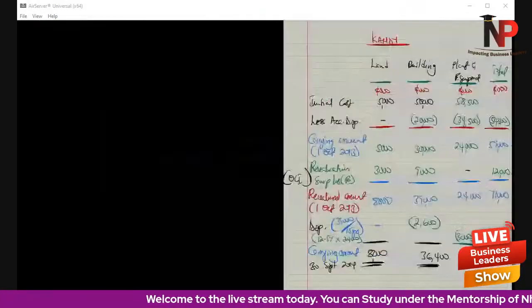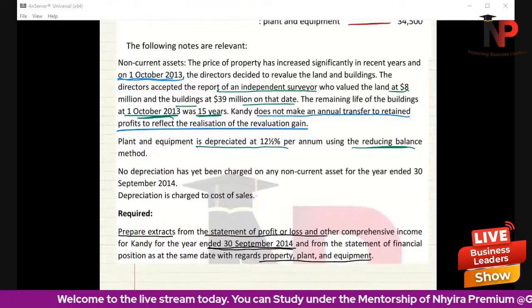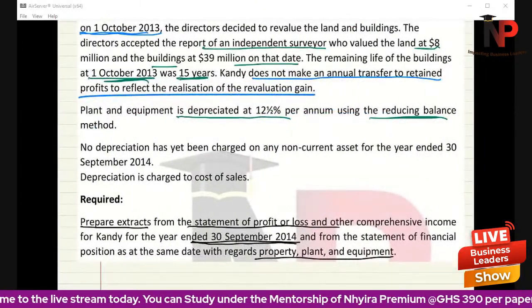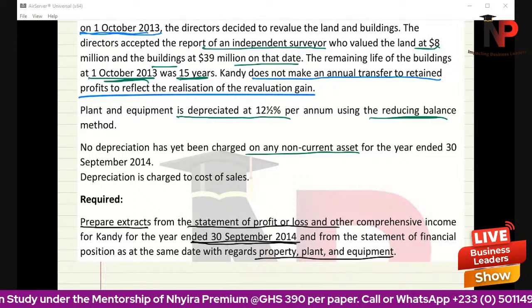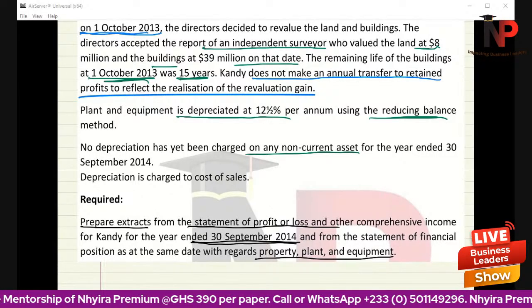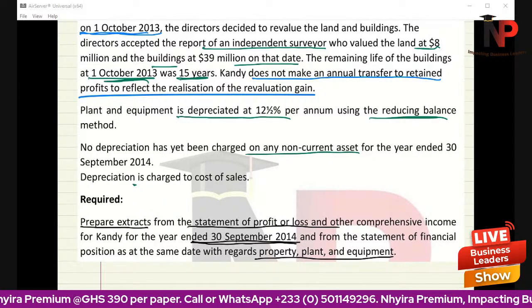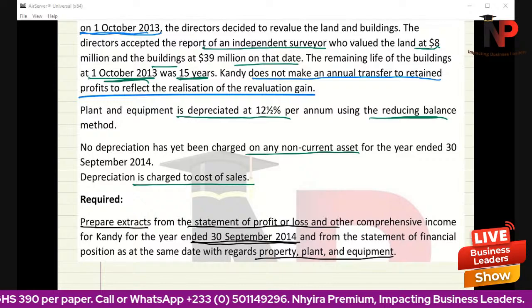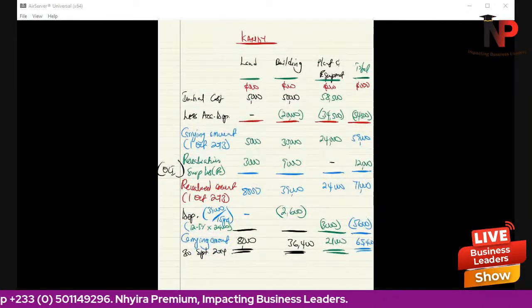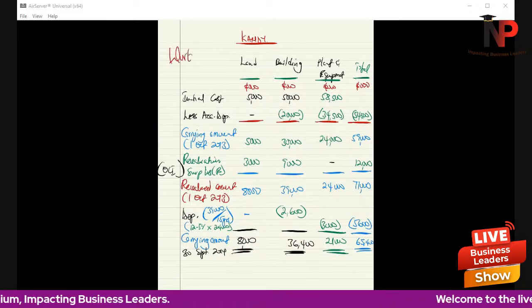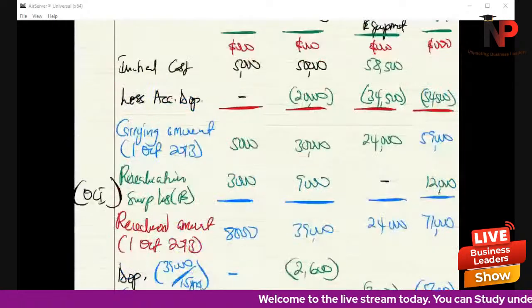Now let's go back. Let's see if we finish reading it. No depreciation has been charged on any non-current asset for the year ended 30th September 2014. Depreciation is charged to cost of sales. Good news. So this is our presentation. And remember, all we've done so far is just workings.